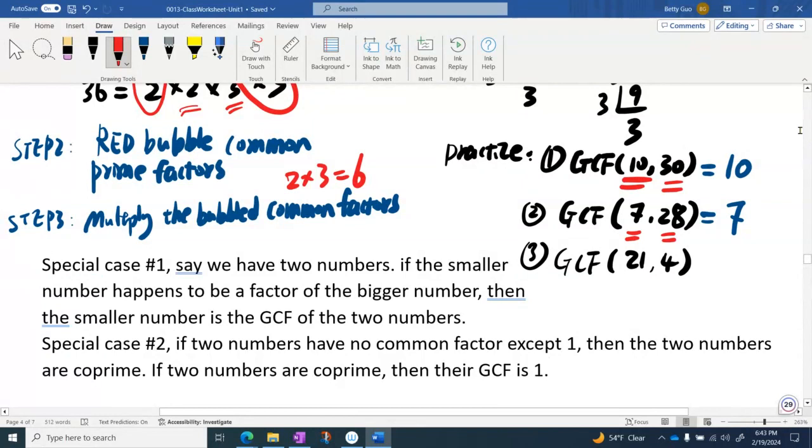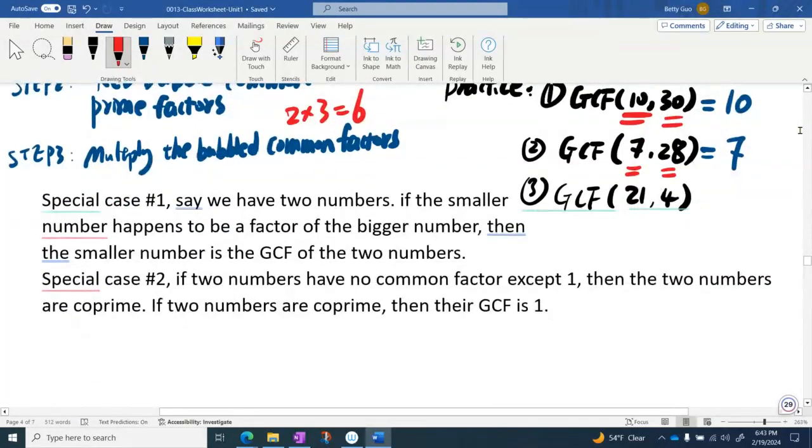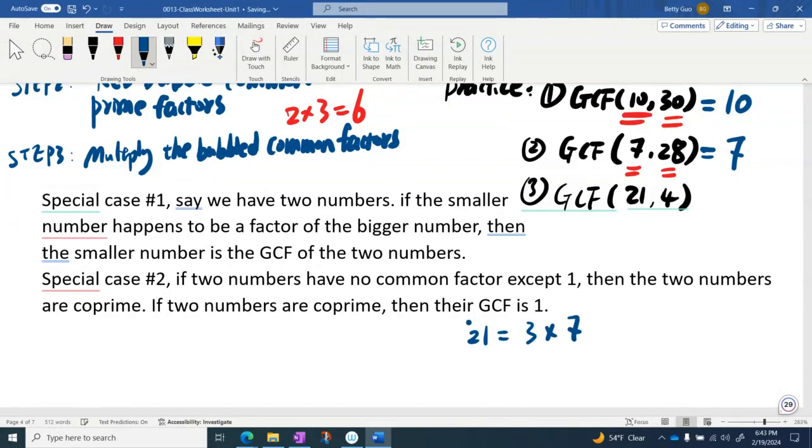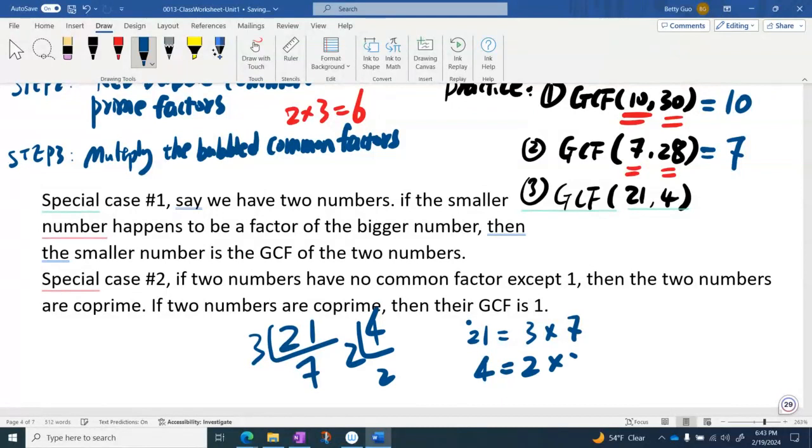Let's take 21 and 4 as an example. If we prime factor 21, we have 21 equals 3 times 7, right? 2 and 1 add up to 3. 3 is divisible by 3, so we know 21 is divisible by 3. 3 is a prime. Divide 21 by 3, we have 7. 7 is a prime. So 21 equals 3 times 7. That's the prime factorization of 21. And 4 equals 2 times 2.